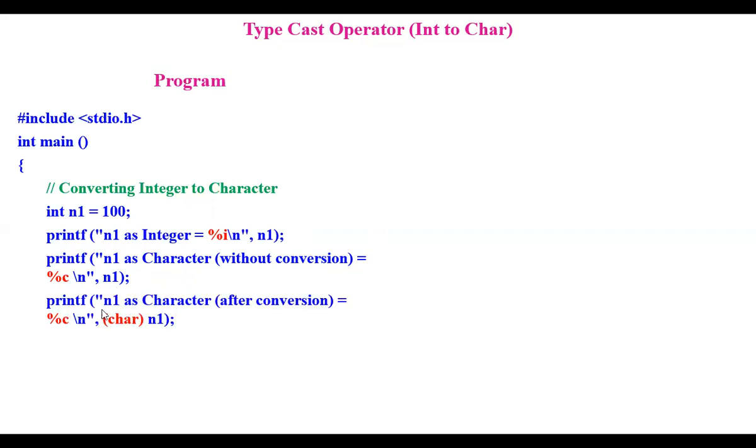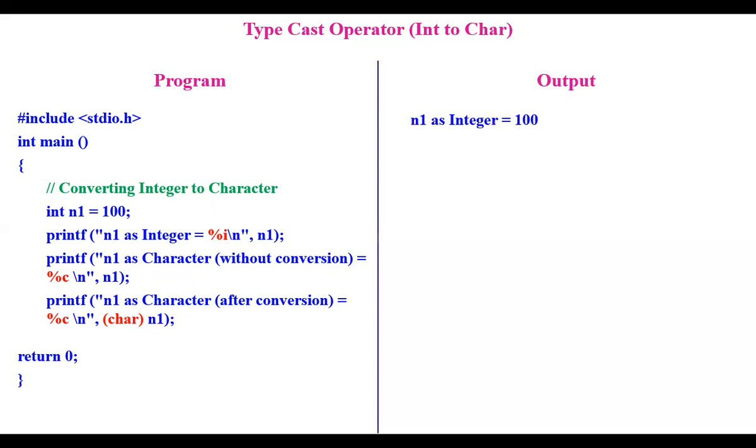Next, in this printf, I want to convert n1 into char, the character type, and display it as a character. Let us see what happens. Compile this and execute. n1 as integer, no problem. It shows its original value, 100.